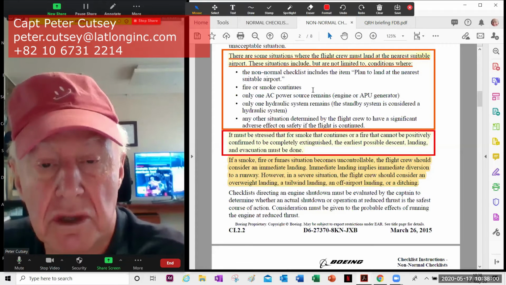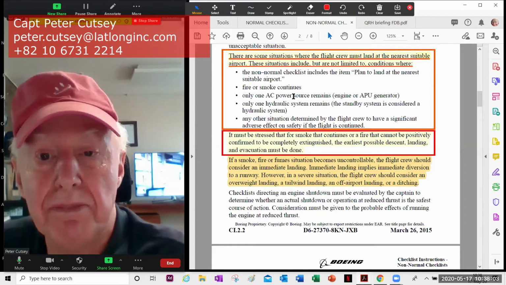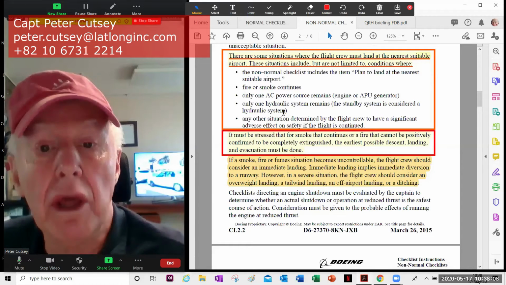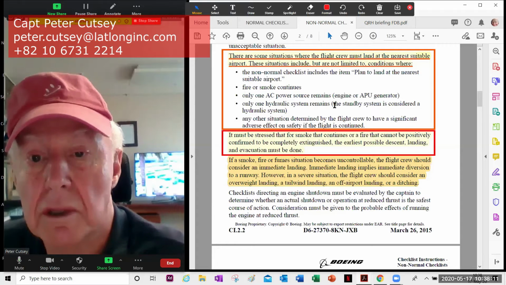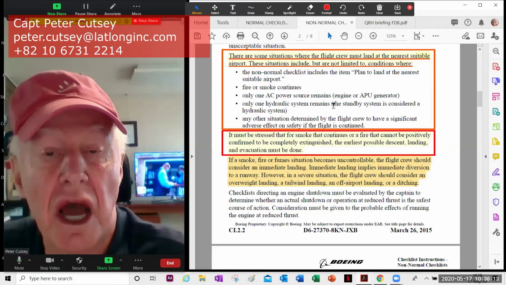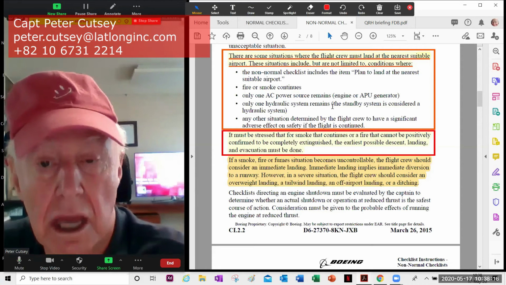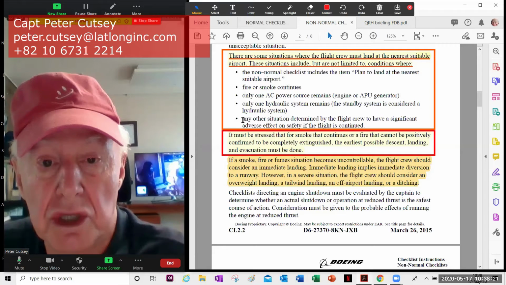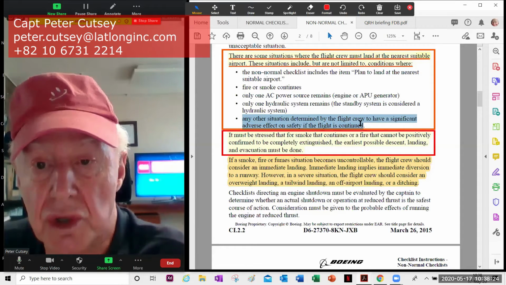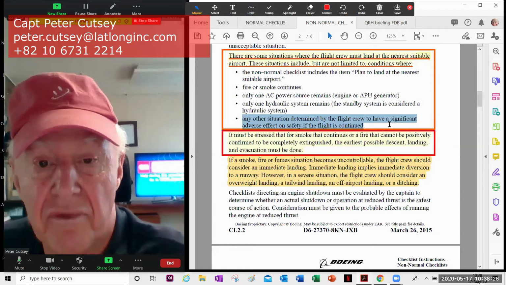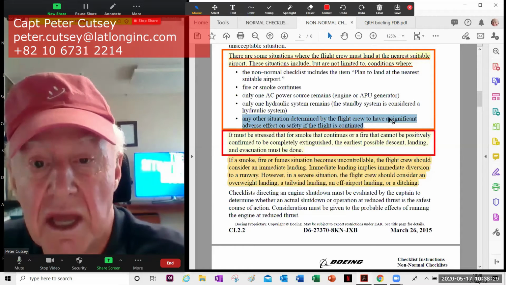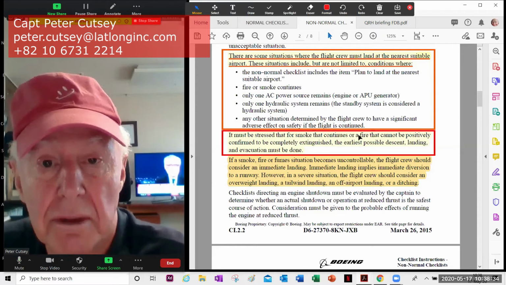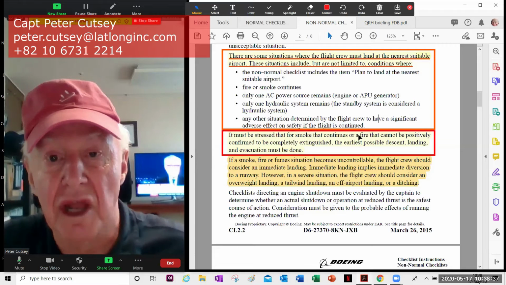Fire or smoke continues. Only one AC power source remains, either engine or APU generator. Only one hydraulic system remains. By the way, the standby system is considered a hydraulic system, so you have three: A, B, and standby. Any other situation determined by the flight crew to have a significant adverse effect on safety if the flight is continued. Normally your captain has more experience, because that's why he or she is in the left seat.